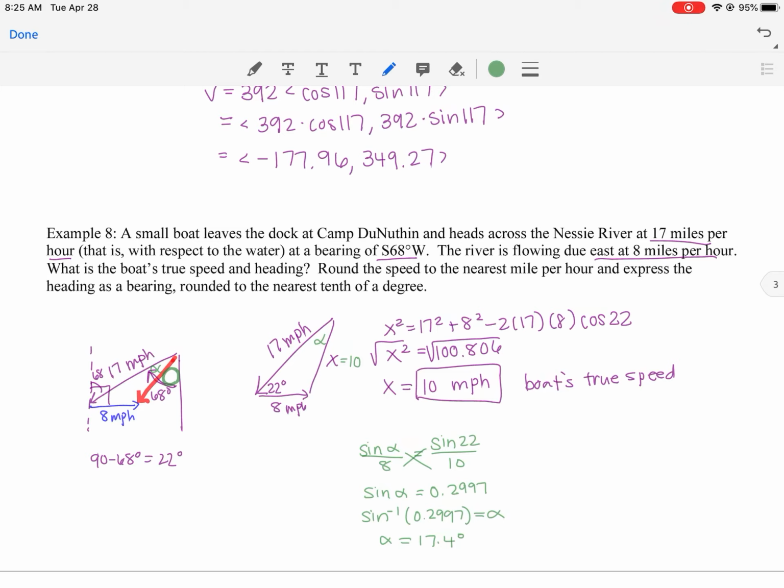So although this is 17.4, that's really for where the boat is headed, right? If we look over on the left, we have the whole 68, and we have to subtract that actual angle of 17.4, so 68 minus 17.4 gives us 50.6. So the angle we were looking for right here is 50.6 degrees. So they're headed south 50.6 degrees to the west, and this would be the boat's bearing.